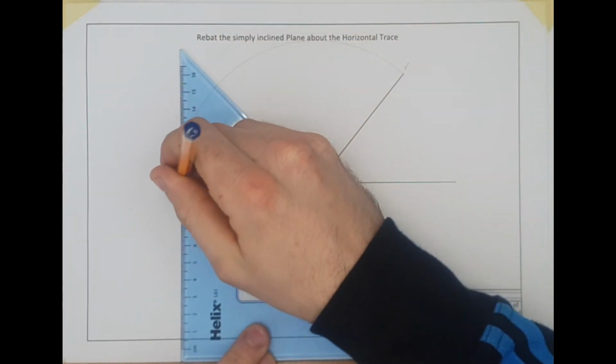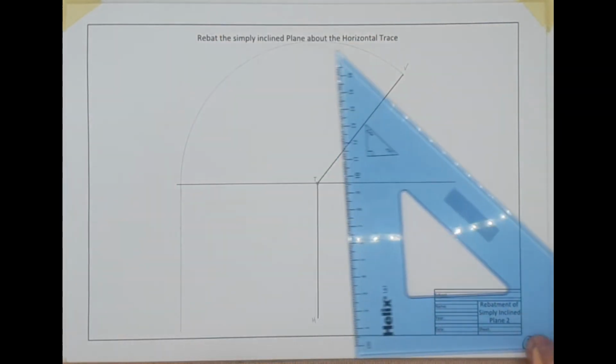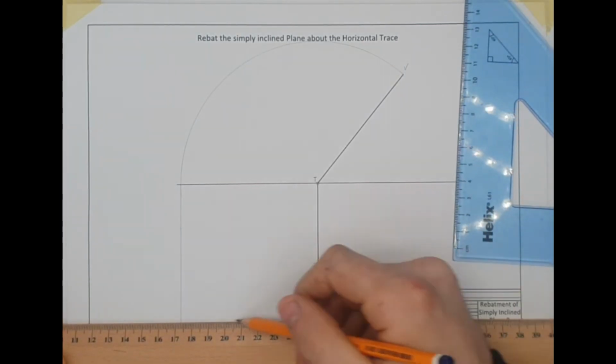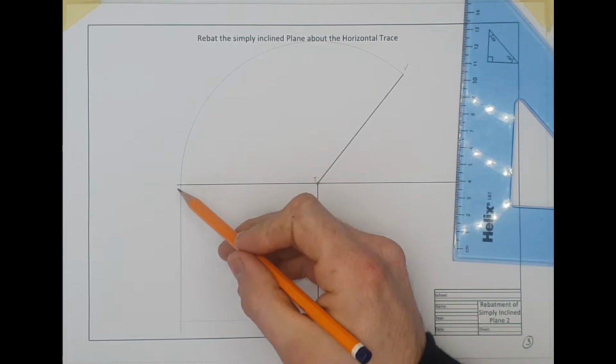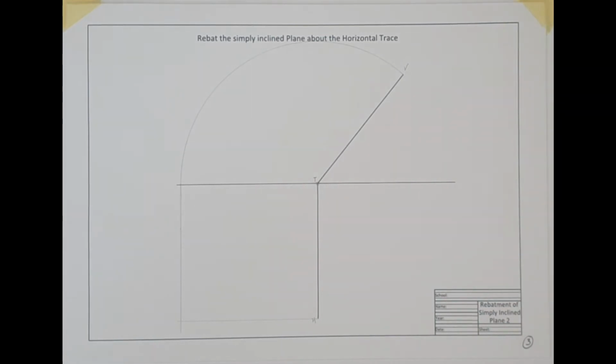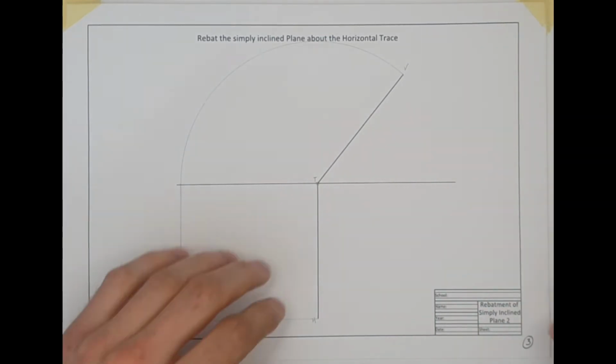There it is on the ground. If it's on the ground or on the horizontal plane, it's a true shape in plan. So there's my rabatment right there, and that is my true shape. It's my rabatted plane right there on the ground. That's sheet number 3 done.